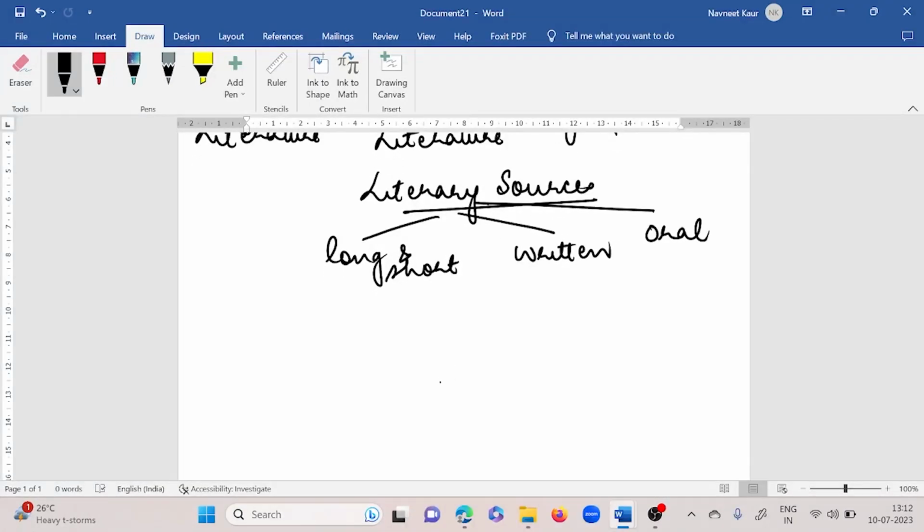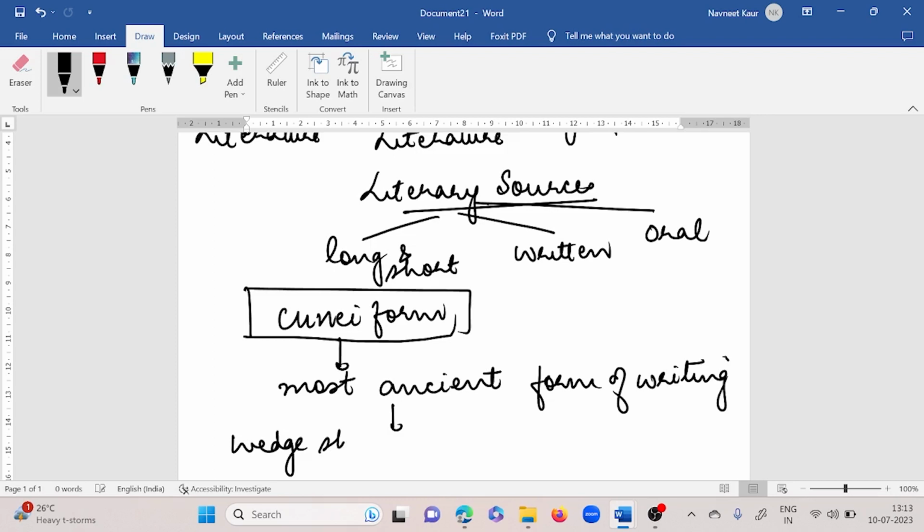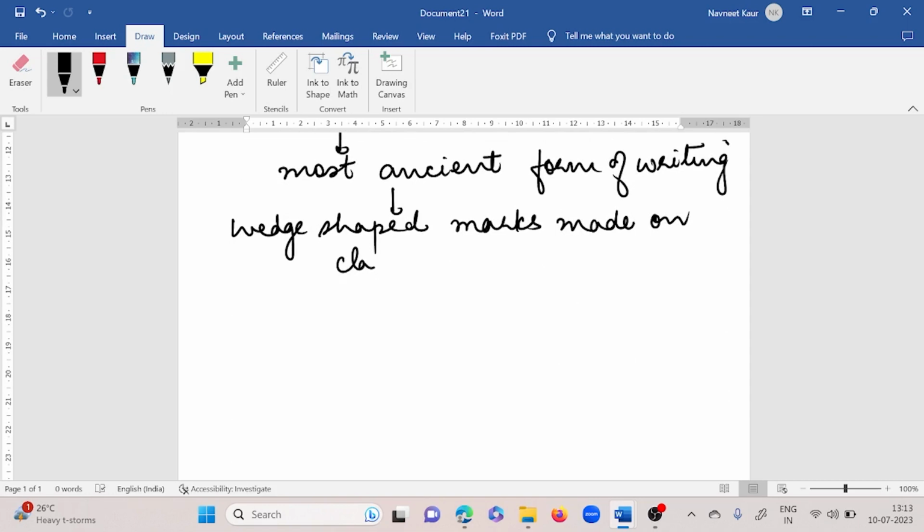The most ancient form of writing is cuneiform. So, what is cuneiform? This was basically the most ancient form of writing, right? And what was it? Basically, it is wedge-shaped marks made on clay tablets.